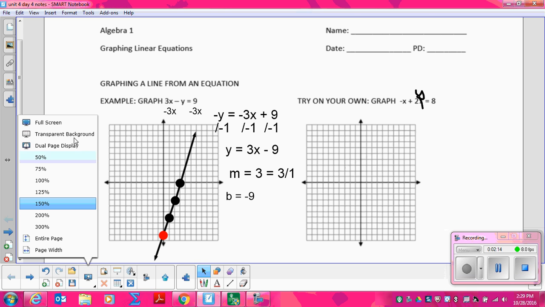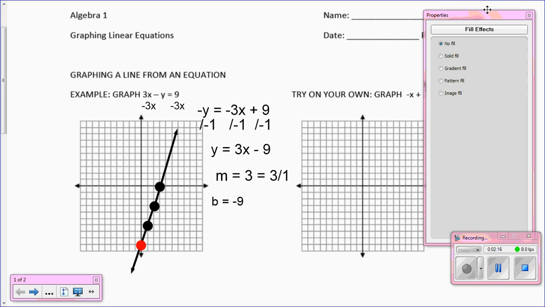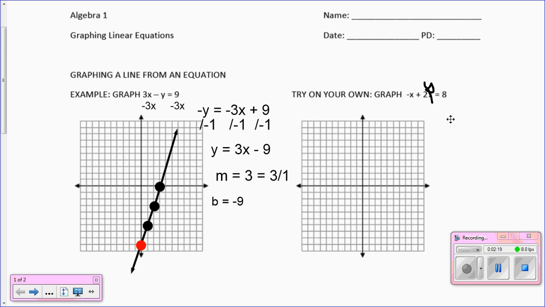So go ahead and try on your own. And when we come back, I will go through the answer and show you the picture.